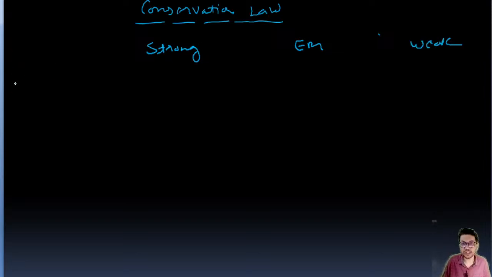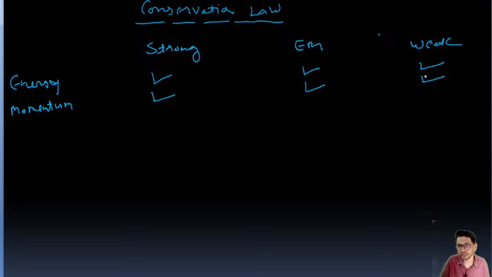If you talk about energy, guys, energy must be conserved for strong, for electromagnetic, and for weak, for a reaction to happen by strong interaction, by electromagnetic interaction, or by weak interaction. Now momentum, energy and momentum for these should be conserved.